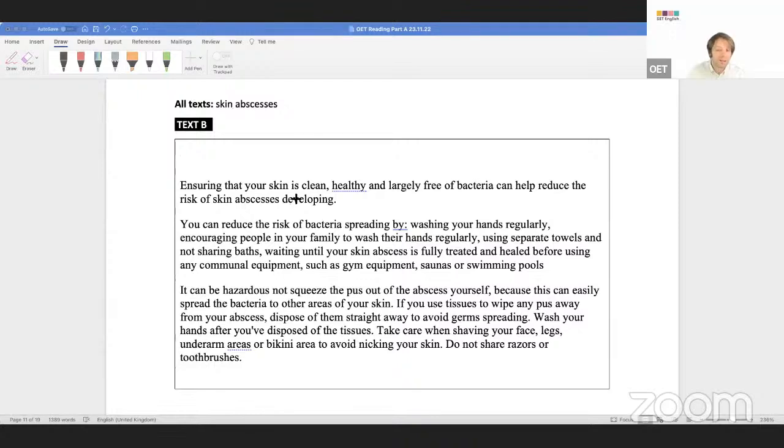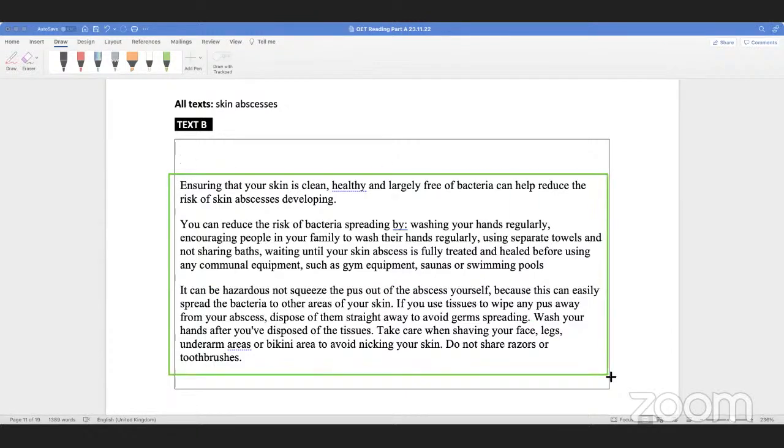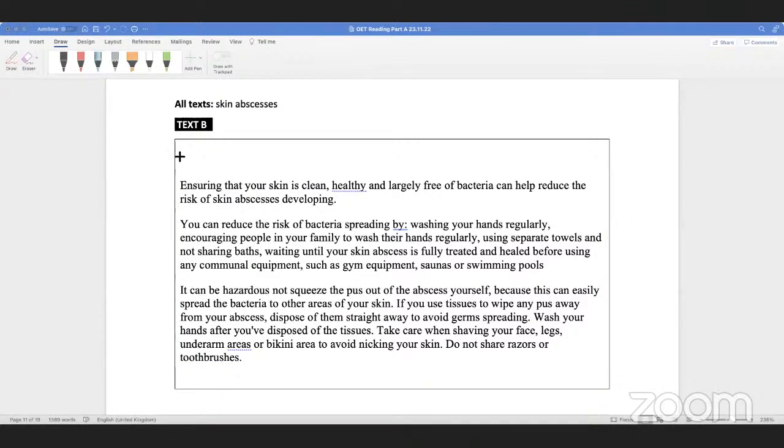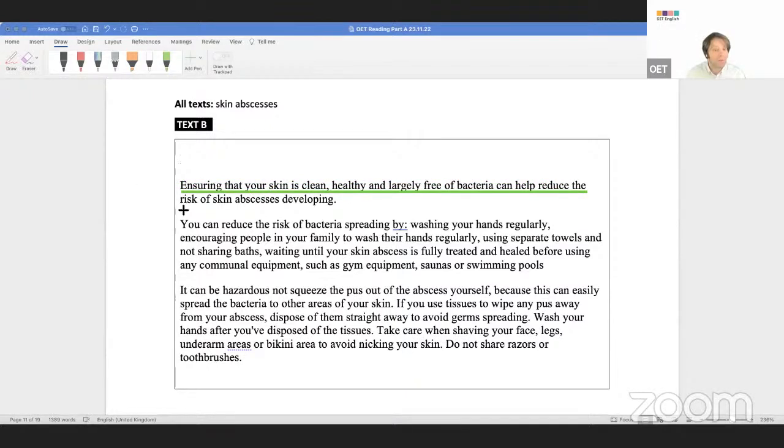Maybe bacteria, I guess. Skin abscess. Reduce the risk of a skin abscess developing. The main idea of this is not bacteria, is it? I think it's skin. Geeta, maybe this one is to prevent spreading bacteria, something like that. In abscesses, to prevent, washing hands. So Geeta, how did you get to prevent spreading? Reduce. Because the skin is clean. I saw reduce the skin abscess developing, something like that. So, first line? Yes, first line.